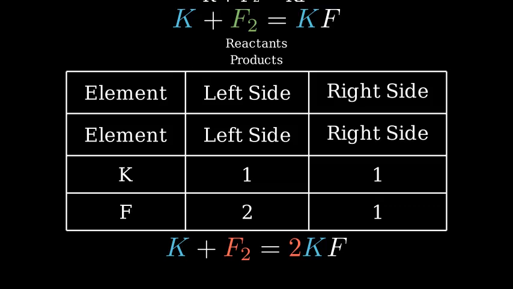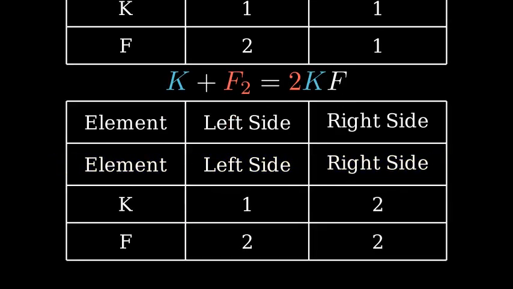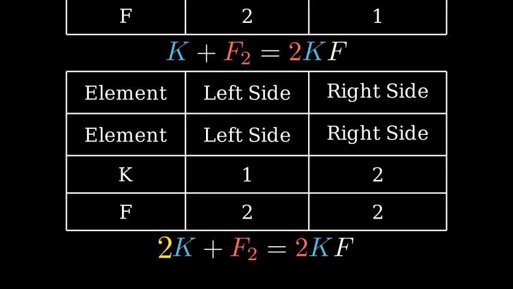But wait, now we have a new problem. By adding the coefficient of 2 in front of KF, we now have two potassium atoms on the right side, but only one on the left side. To fix this, we need to add a coefficient of 2 in front of K on the left side.